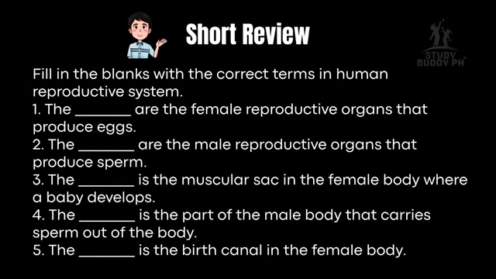Let's warm up. Fill in the blanks with the correct terms in the human reproductive system. These organs work together so humans can reproduce by giving birth to live young, just like other mammals.